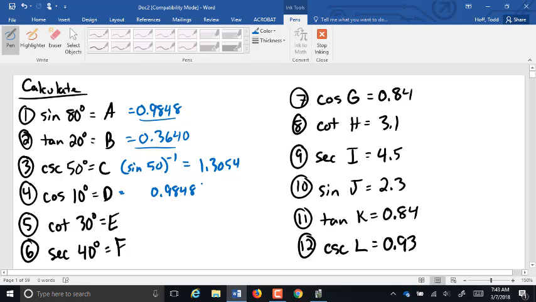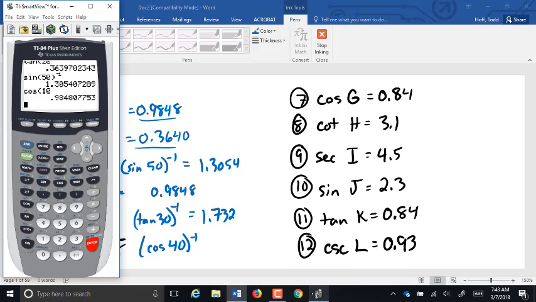Cotangent of 30 degrees uses which function? It uses the tangent of 30 and the 1 over x, which gives us 1.732. And secant of 40. Secant uses cosine of 40. That sounds about right. 1.3054 is correct.